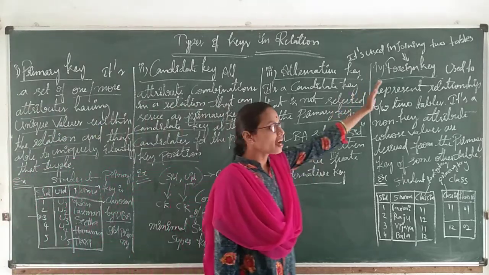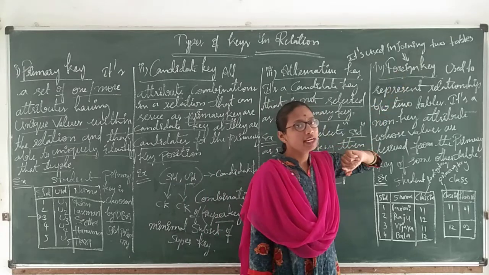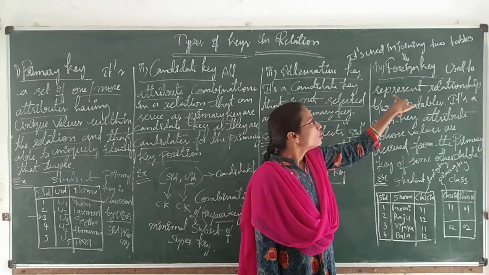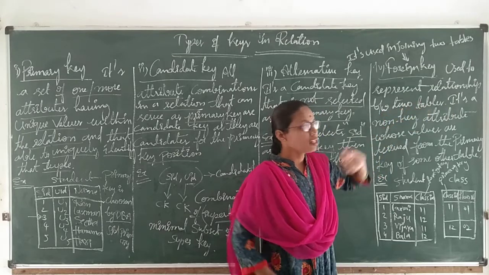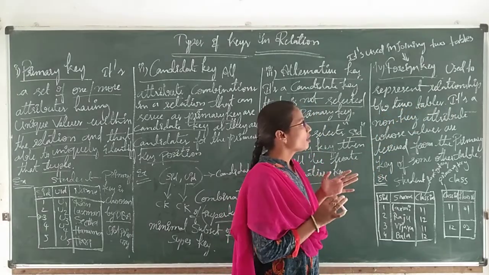And then the next and last one is the foreign key. It is used to represent a relationship between two tables. Okay, here, why we are using the foreign key.